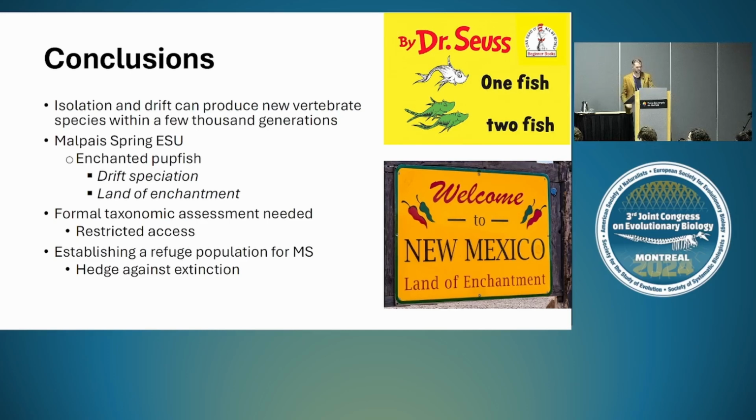The next step's really getting in there and doing a formal taxonomic assessment of the species, which is hard. It's on a US Air Force base, so you can't really just easily walk on site. But that's the next step. It's also important that a refuge population should be established or maintained for the Malpaya Spring population, just as a hedge against extirpation.